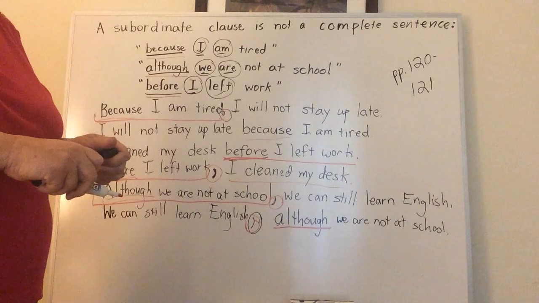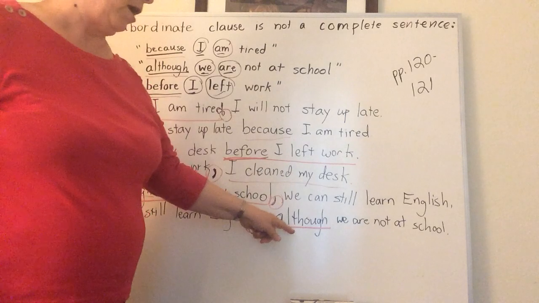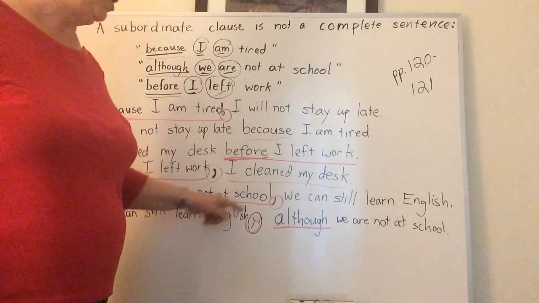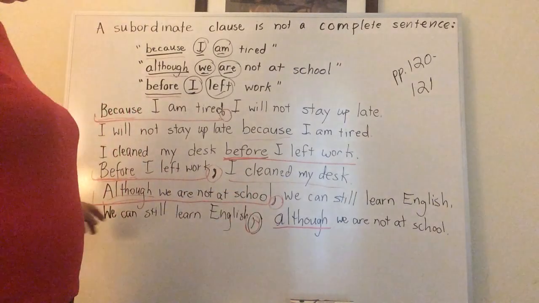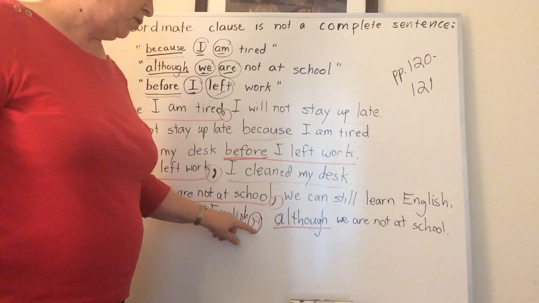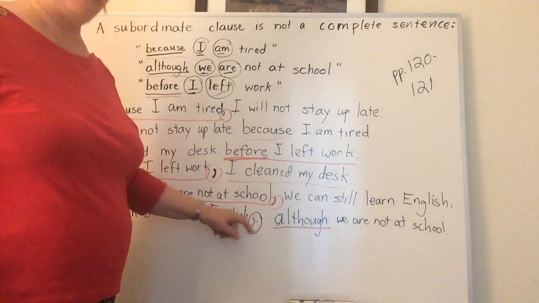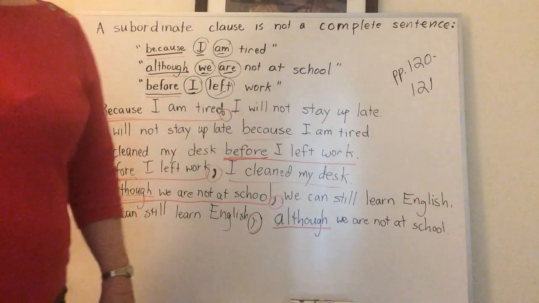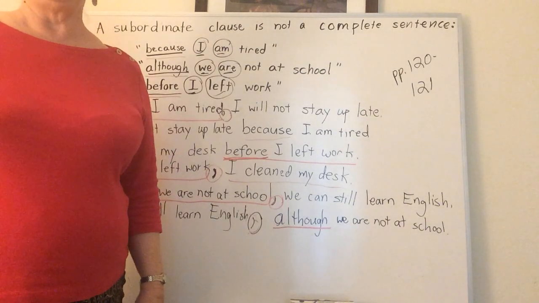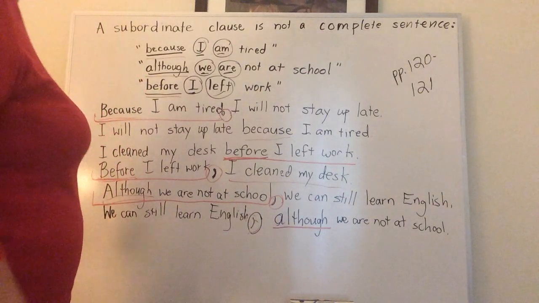Why is there a comma there? It's because the subordinate clause starts with although. It would be the same thing if it said we can still learn English though we are not at school. Or we can still learn English even though we are not at school. With those three subordinating conjunctions, you have to have a comma before them. Lots to remember, but if you can remember these things, it will help you do very well on this part of your GED.